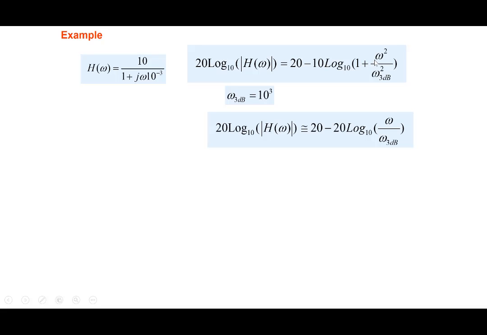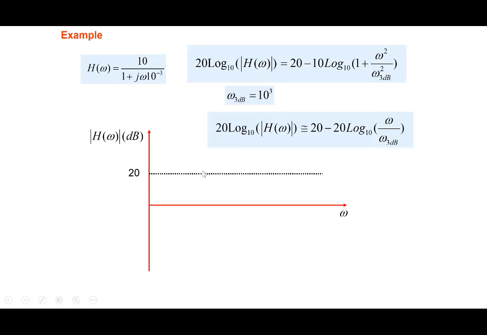And then the other one, which is easier to plot, is for omega much larger than omega 3 dB. In that case, the 1 we can neglect here, and so the function becomes 20 minus 20 log 10 omega by omega 3 dB. So we can plot it like this. If we plot as a function of omega, at low frequencies we can draw a line at 20.